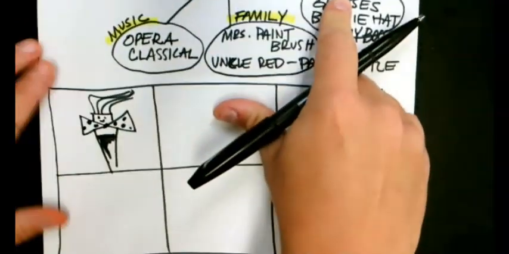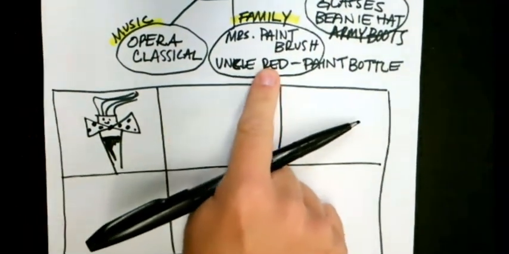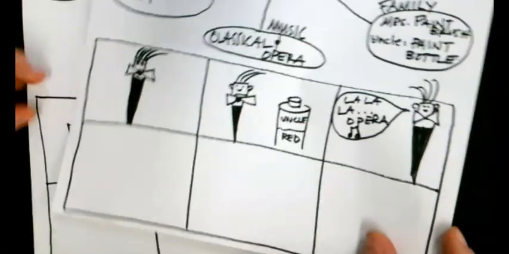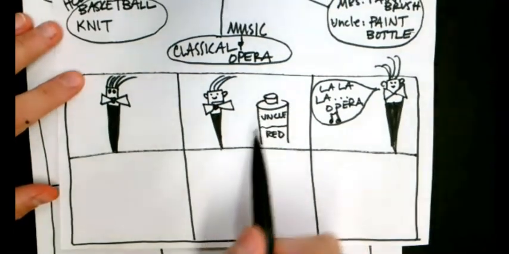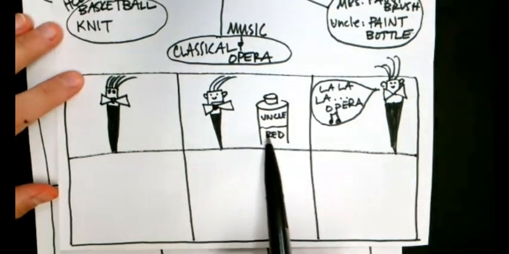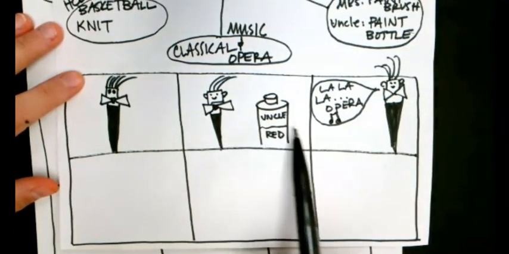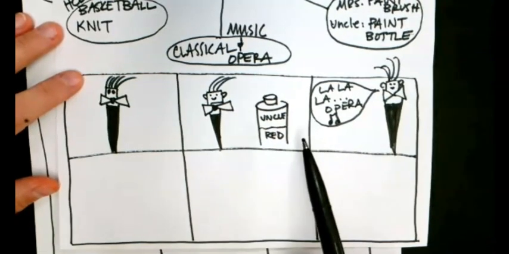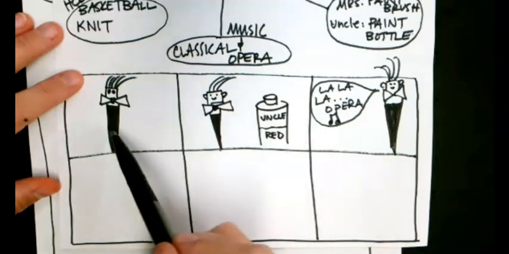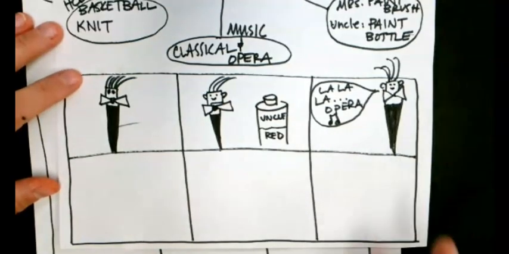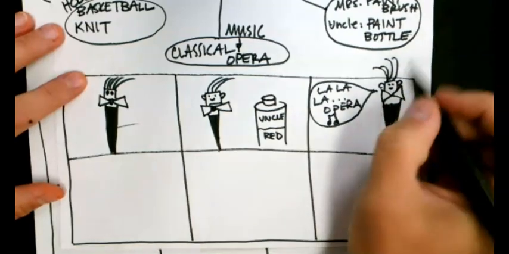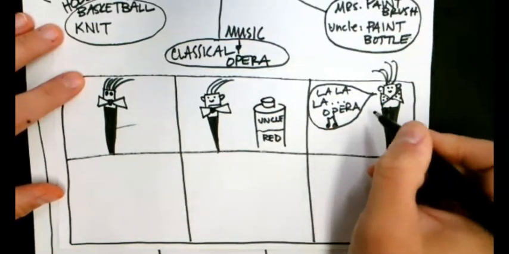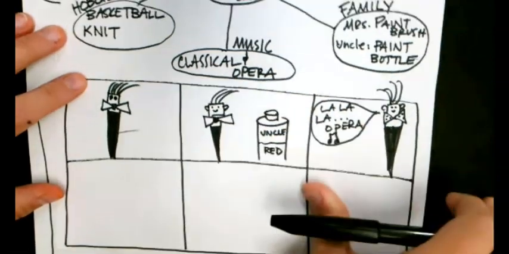Okay, then the next one I might draw maybe him with his family members. So I've done a few of these. So like here is him with Uncle Red, the paint bottle, and I realize now that I see this, I didn't put a face. Okay, but that's okay, right? These are sketches. These are just ideas. Okay, here he is. Oh, I gotta add the polka dots. But here he is singing opera, okay, because that's his favorite music.